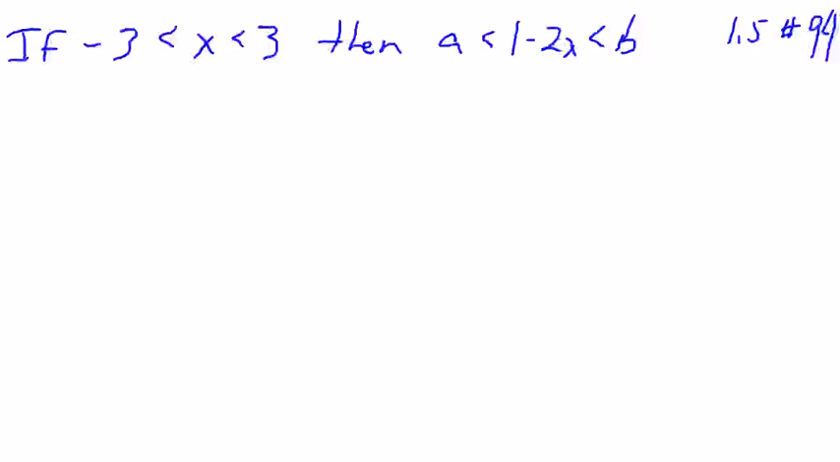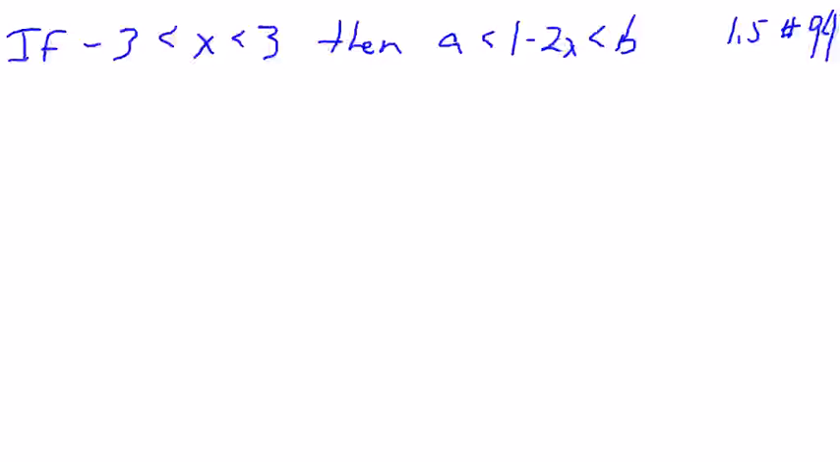Number 94. I think this one's a little bit tricky because of a negative sign. So I'm going to make sure I point it out when we work with it. Remember, when we divide or multiply by a negative in an inequality, we've got to switch the signs, but we also got to deal with that next step too.